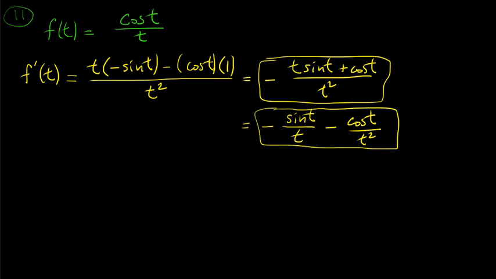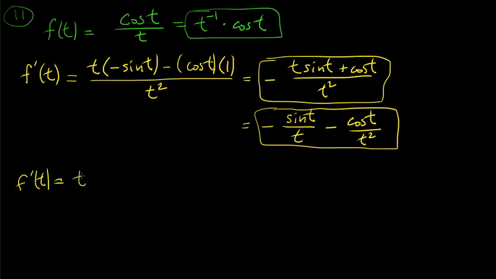Okay? Now, some of you might be thinking, well, of course I can simplify this, right? I could have written this as t to the negative 1 times cosine of t. Absolutely. So if you'd rather think of it this way, now you're just using the product rule instead of the quotient rule. So let's see what we get, right? So first, times the derivative of the second, plus second, times the derivative of the first.